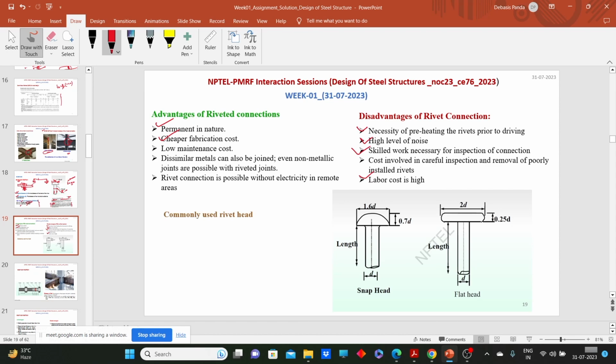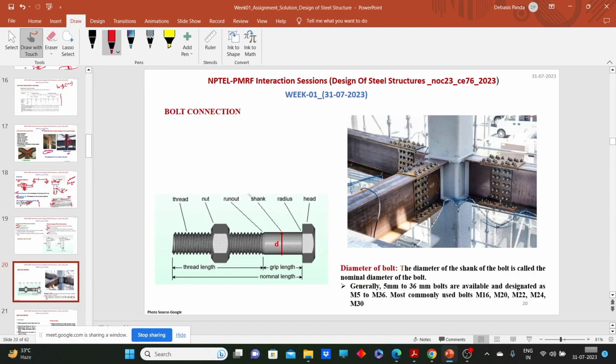Still, we are doing riveting. I'm not saying that it has become obsolete absolutely, but bolts are getting more popular nowadays. Now come to bolted connections, the second kind of connections. What do we mean by bolted connections? The connections which we make using bolts. Here you can see a beam-column connection where bolts are used as connectors.